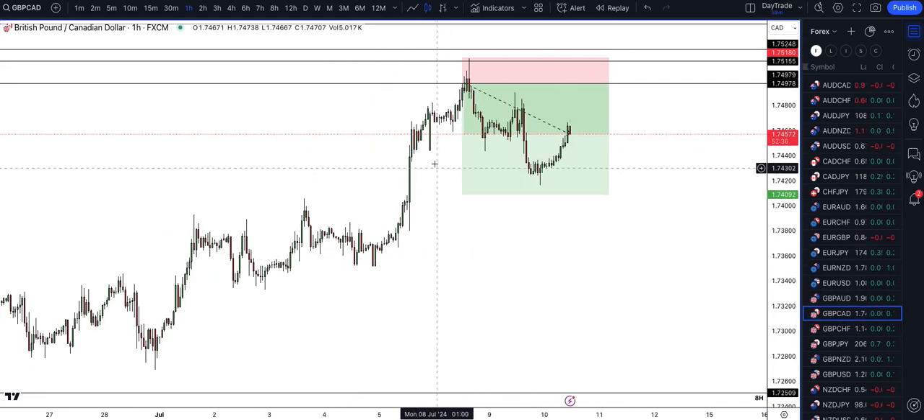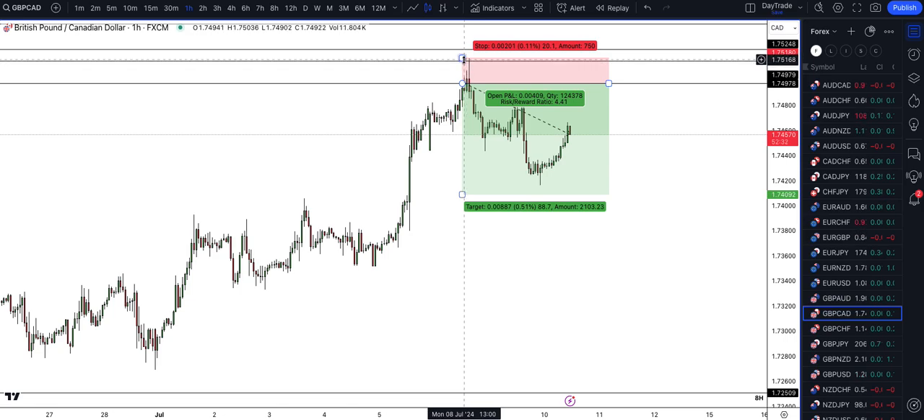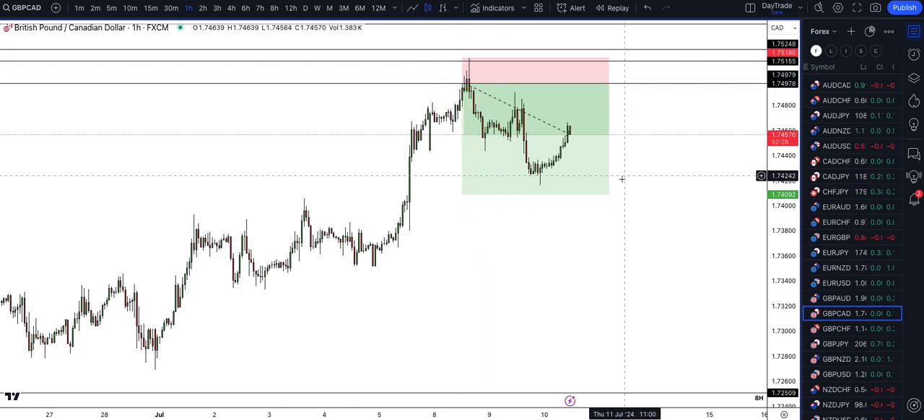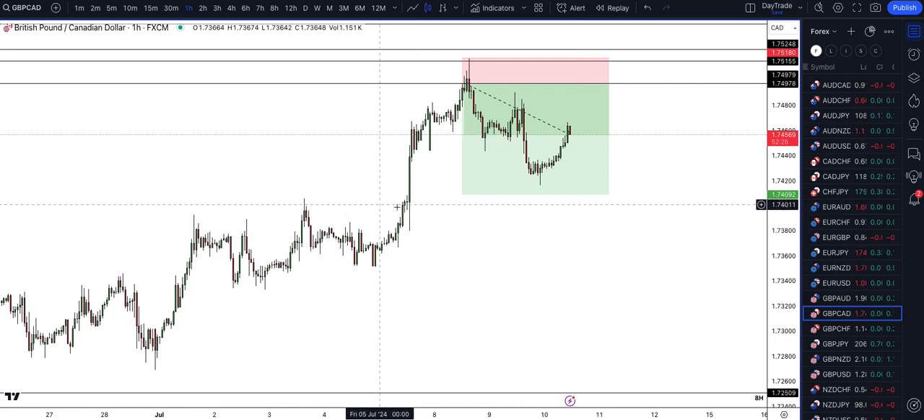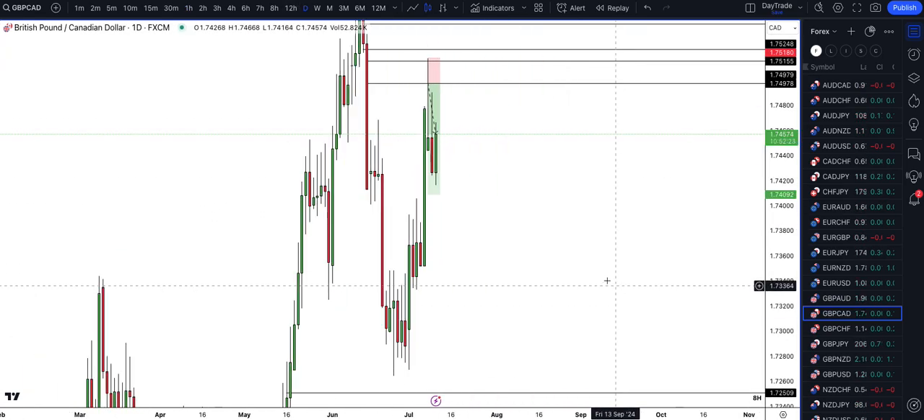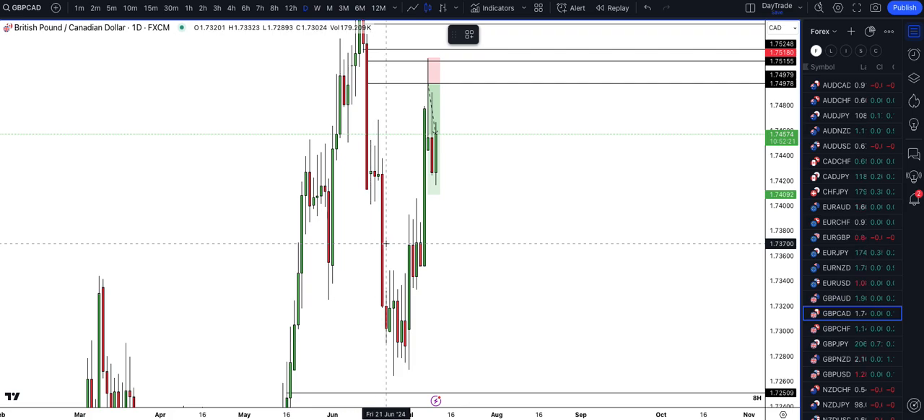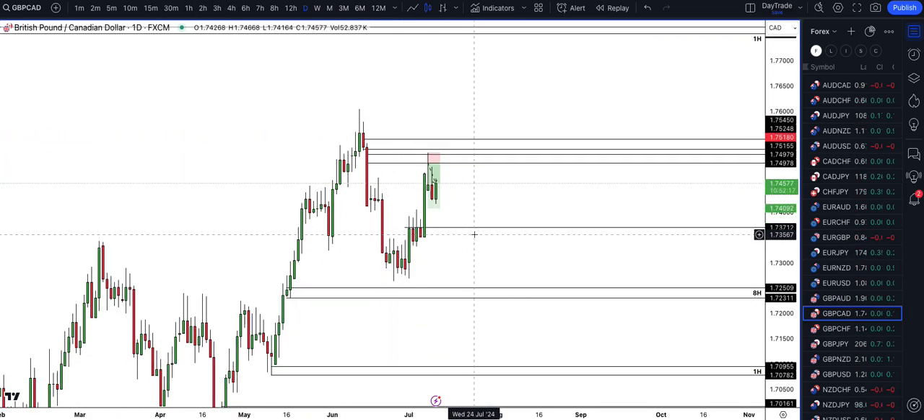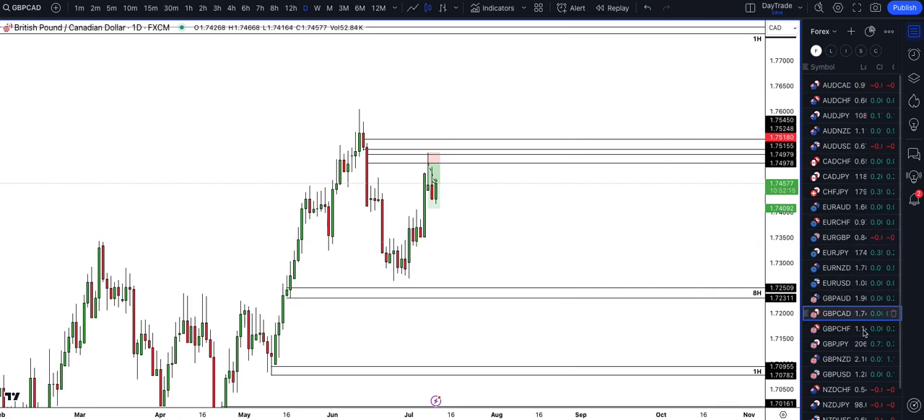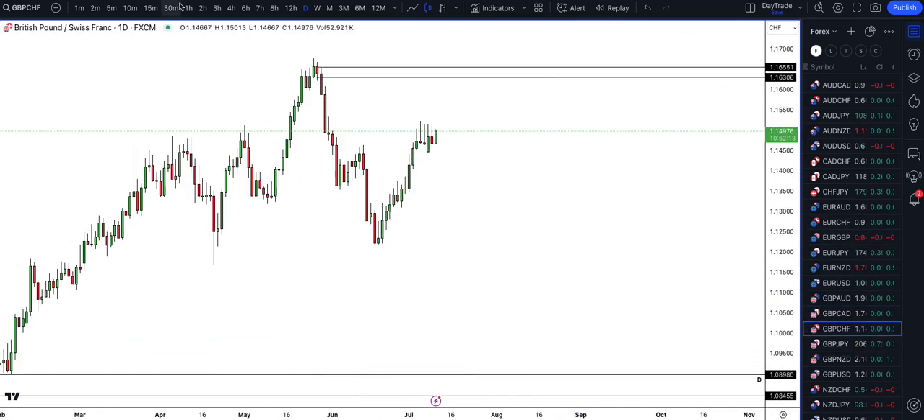Pound CAD, this zone as well. Took this trade and I did get stopped out, even though it was just stopped out from the spread. Target is down to here due to a daily zone here, but it's not a daily zone we would take. Moving on, pound Swiss.